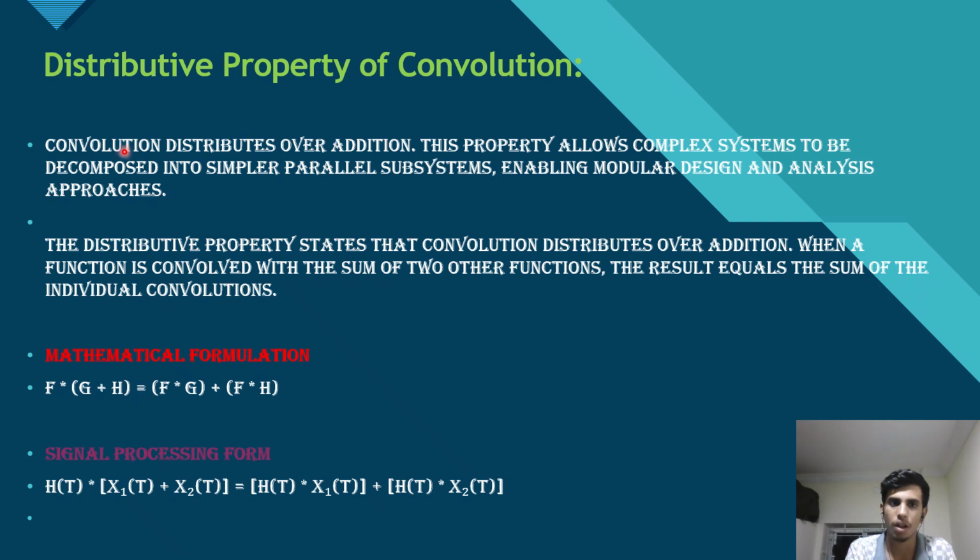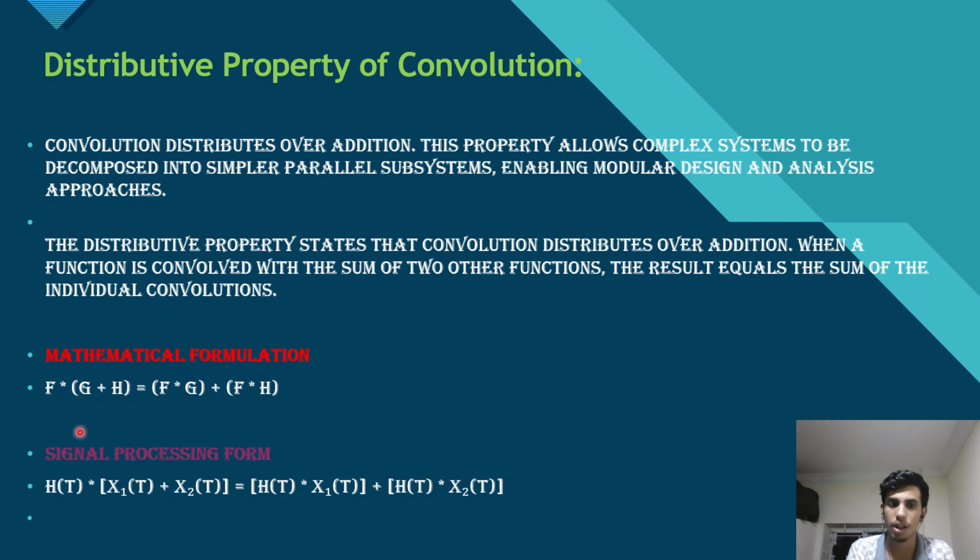Distributive property. Convolution distributes over addition. The property allows a complex system to be decomposed into smaller parallel subsystems, enabling modular design and analysis approaches. The distributive property states that convolution distributes over addition: when a function is convolved with the sum of two other functions, the result equals the sum of the individual convolutions. This indicates this mathematical formulation: f * (g + h) = f * g + f * h.